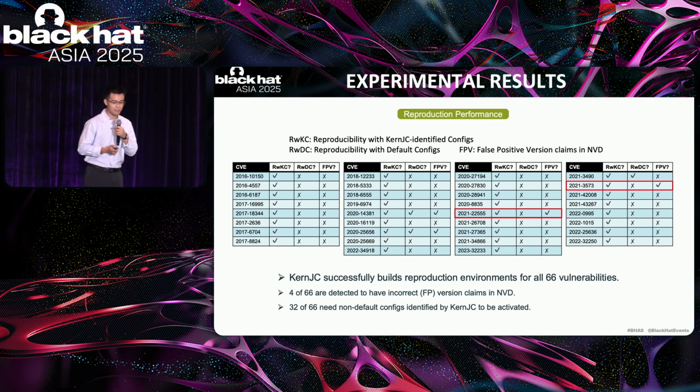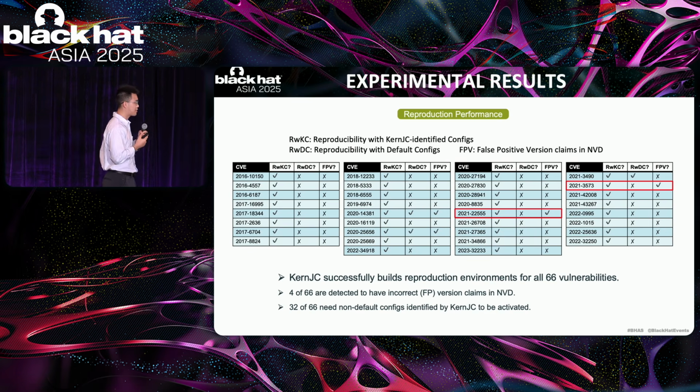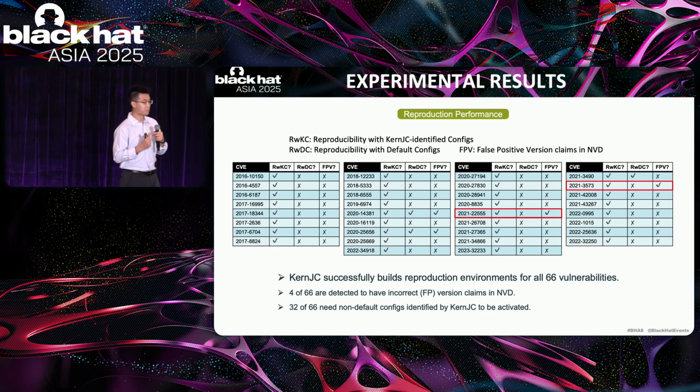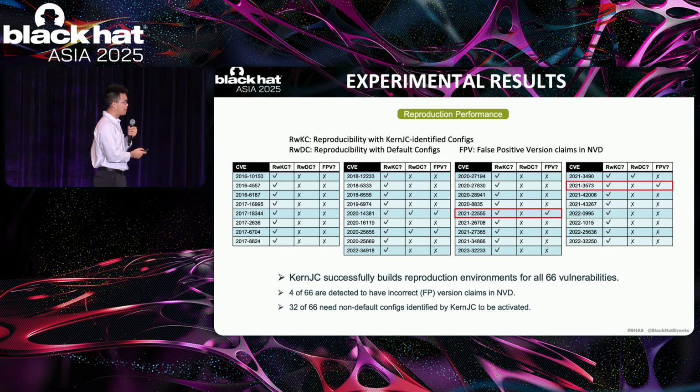And we even found among these 66 vulnerabilities, there are 4 vulnerabilities detected to have incorrect version claims in NVD. So if you select these versions for these vulnerabilities, it will take you a long time to detect and reproduce it. And we also noticed that about half of the vulnerabilities need the non-default configs identified by KernJC.